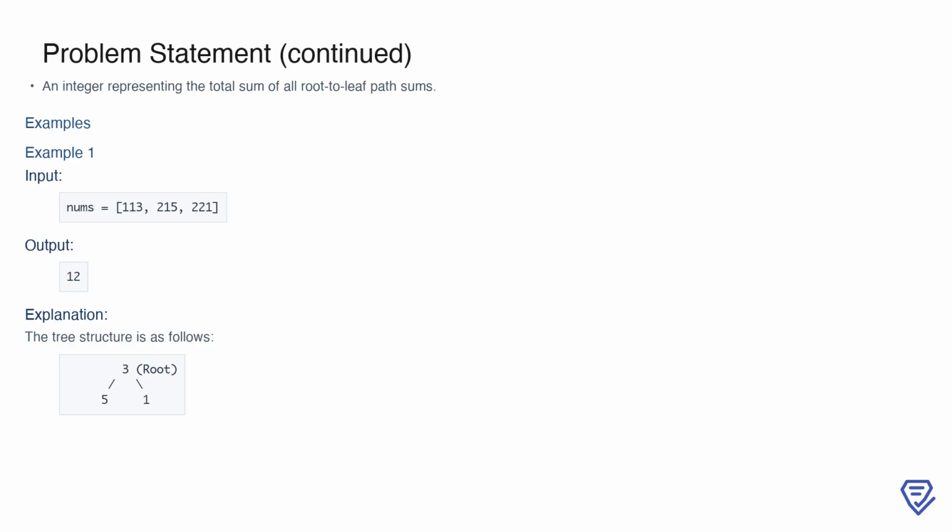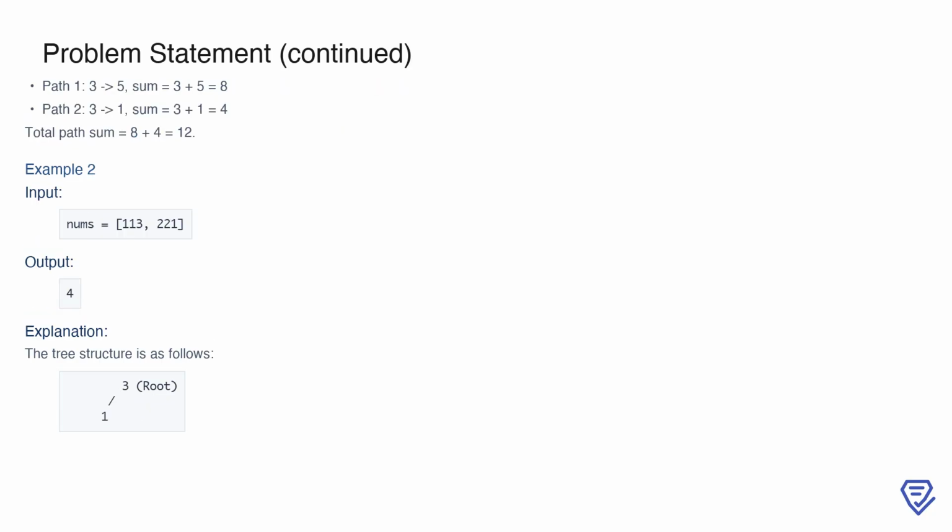With this structure in mind, we can now calculate the sum of all root-to-leaf paths. In this example, there are 2 root-to-leaf paths. The first path is from the root node with value 3 to the left child with value 5. Adding these together gives a sum of 8 for this path. The second path goes from the root node with value 3 to the right child with value 1, resulting in a path sum of 4. Adding these 2 path sums together, we get the total path sum for the tree, which is 8 plus 4 is equal to 12. This is the output for the given input.